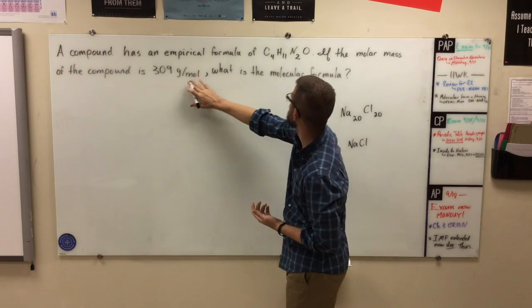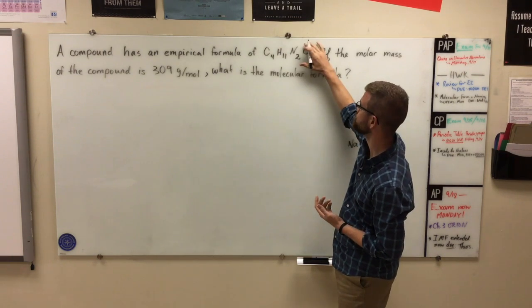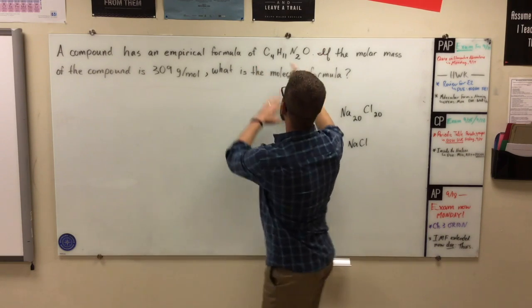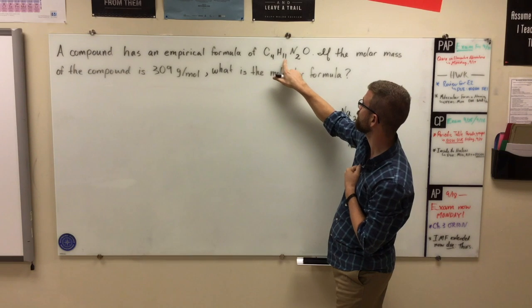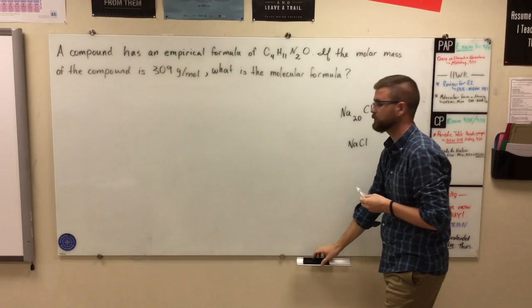Now, this molar mass does not correspond to this formula. Rather, they're saying this is your most reduced, but somewhere out there is a compound that has the same ratio, 4 to 11 to 2 to 1, and it has 309 grams per mole.